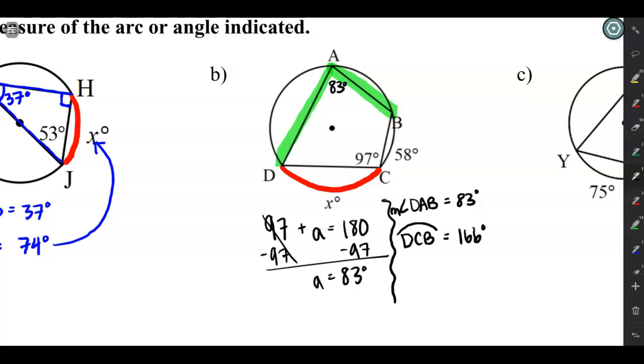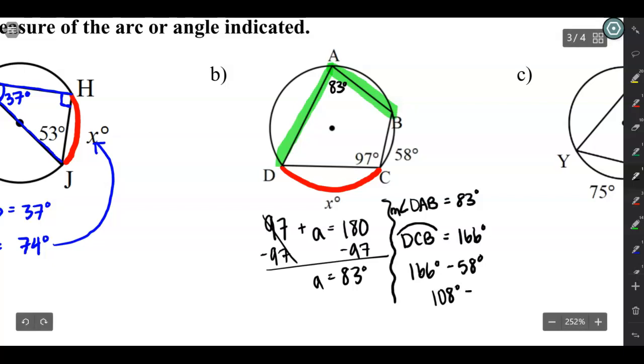Now, I don't care about the measure of angle DCB, but I do care about the measure of just the arc DC. So in order to figure out what that is, I'm just going to take the 166 degrees, subtract the 58 degrees that is already there, and I will get 108 degrees. And that is going to be the value of x.